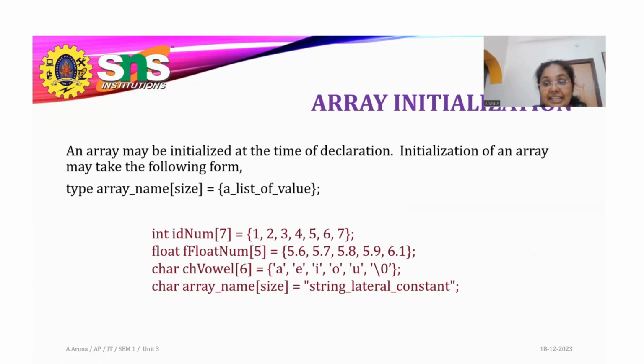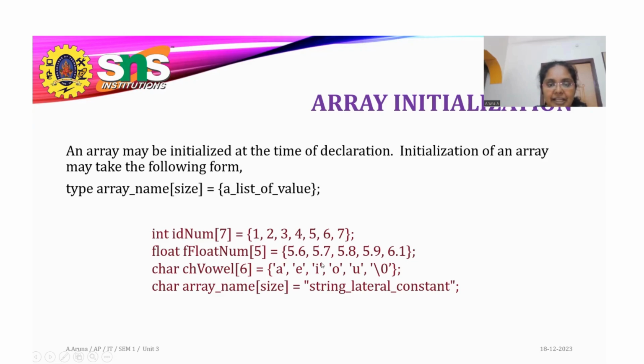So how can we initialize the values? Initialization is nothing but assigning some value to the array variable at the time of declaration. That is called array initialization. Here, to initialize, we give the type, the array name along with the size, and in curly braces we list the values. For example, int num of 7: the 7 values can be assigned to the variable num, given in the curly braces.